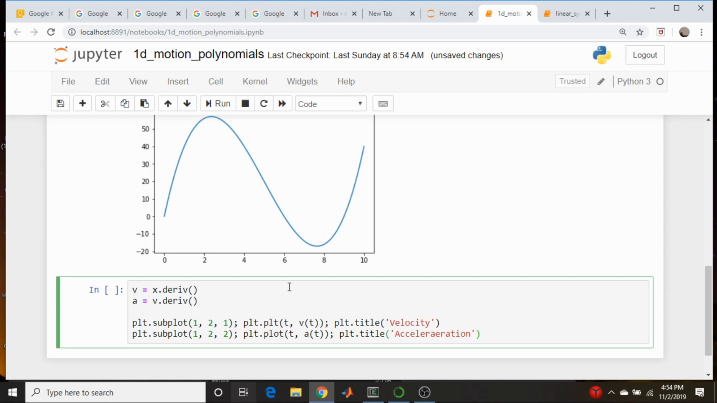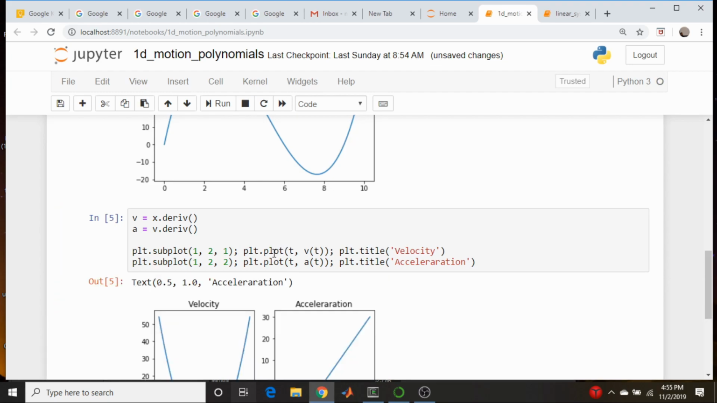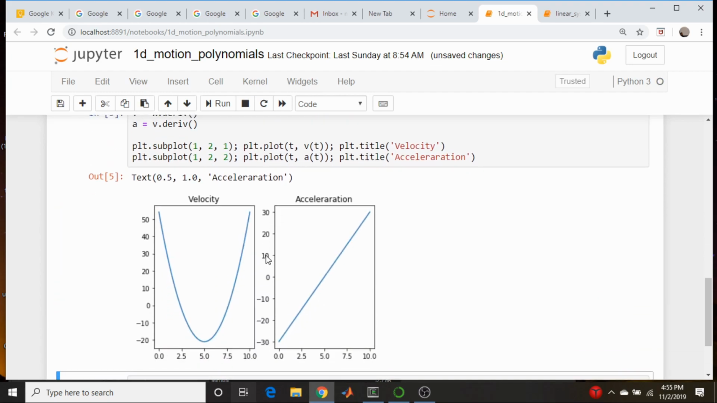Okay. I really butchered the spelling of that, didn't I? Acceleration. So let's see if I actually did this correctly, and I did not. Oh, I have a typo here. Plot. So there are two plots.